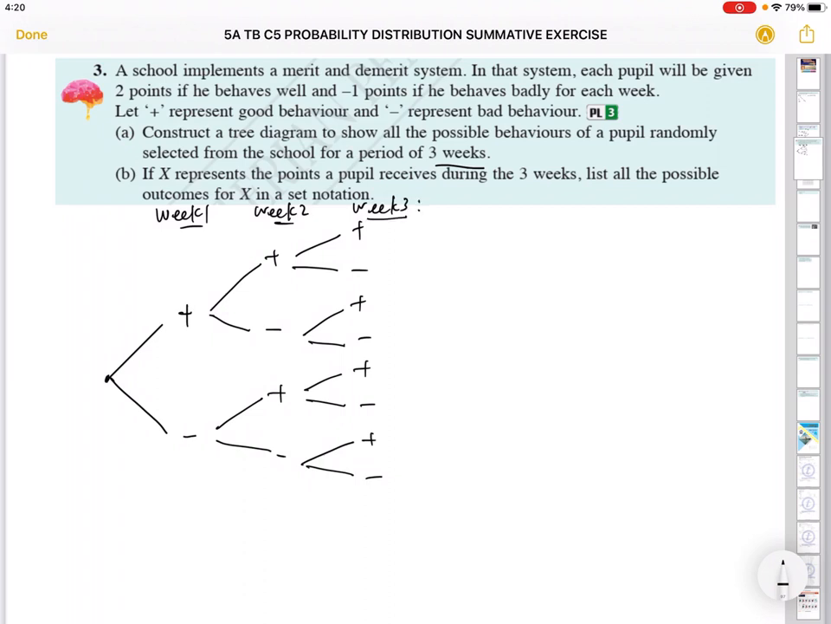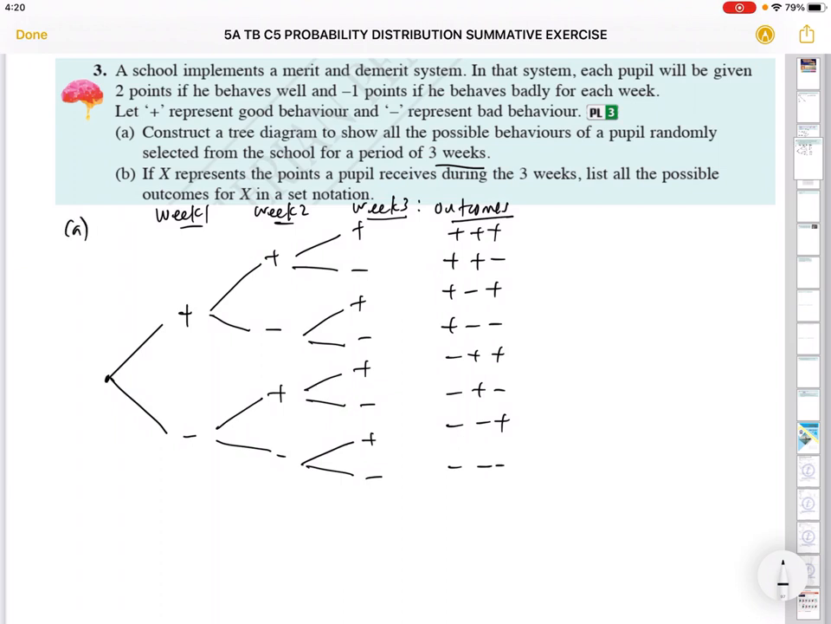And your outcome, for example, in the first week you get plus, second week plus, third week plus, so you get triple plus. Or you can get plus plus minus, plus minus plus, plus minus minus, minus plus plus, minus plus minus, minus minus plus, minus minus minus.